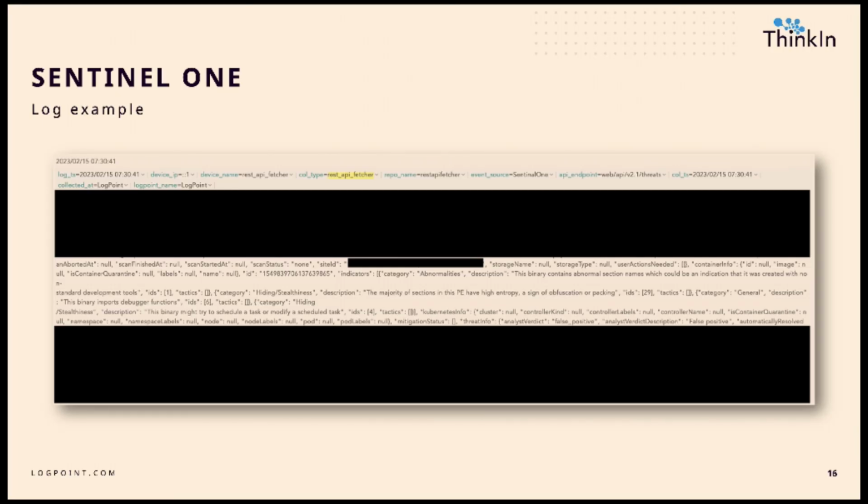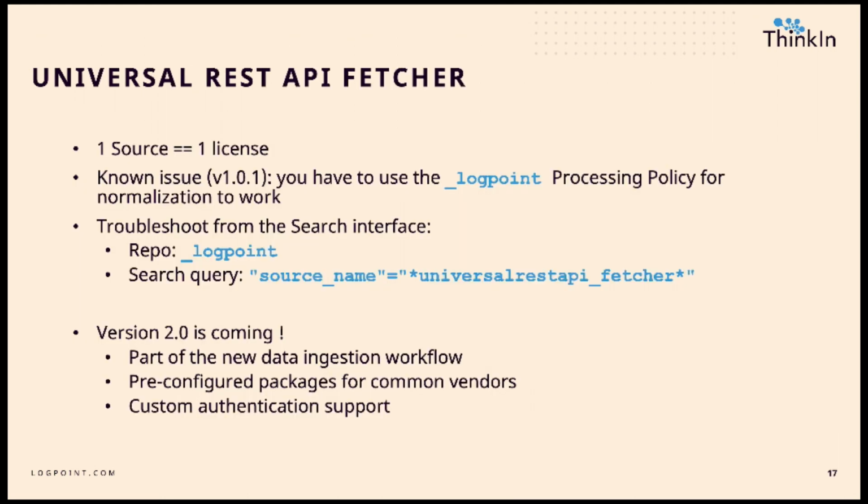But as you can see, by default it's just raw data, so it's JSON data. And the point of collecting data in the SIEM is to do something with it. We'll see how to properly normalize these logs in a few seconds.